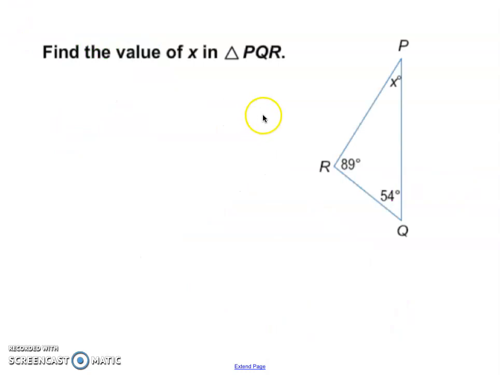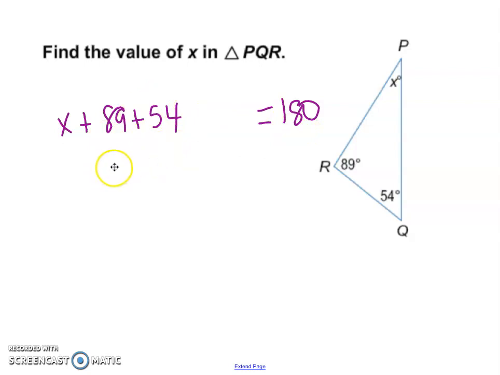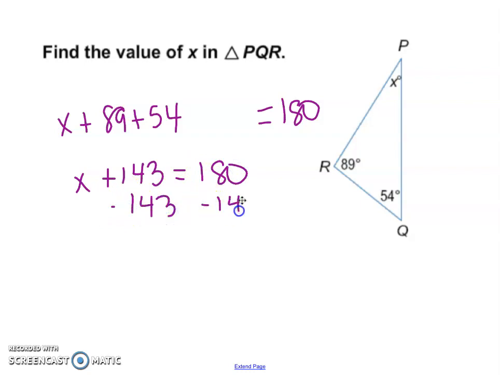So if you remember in the last example, the interior angles in the triangle equal 180 degrees. So you know x plus 89 plus 54 have to equal 180. We combine our like terms, and you get 143 plus x equals 180. We subtract 143 from both sides, and we get x to equal 37 degrees.